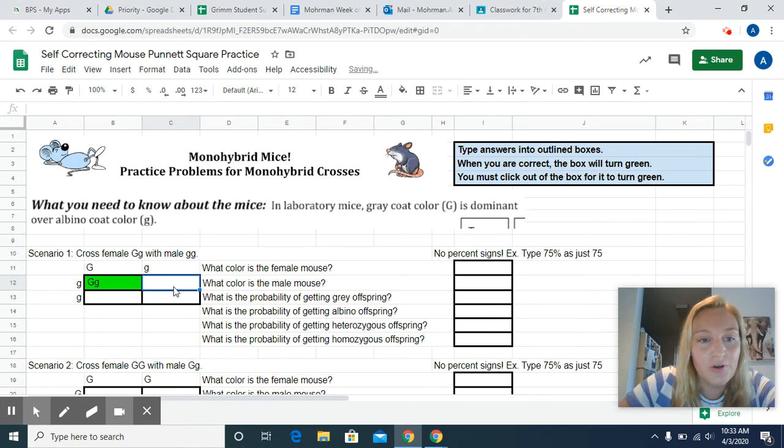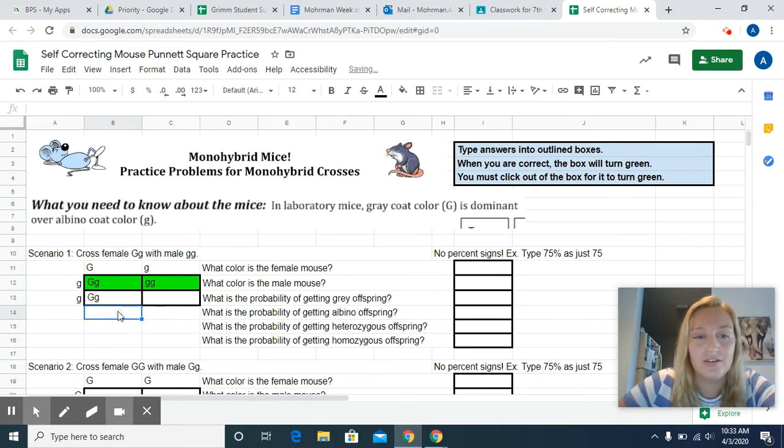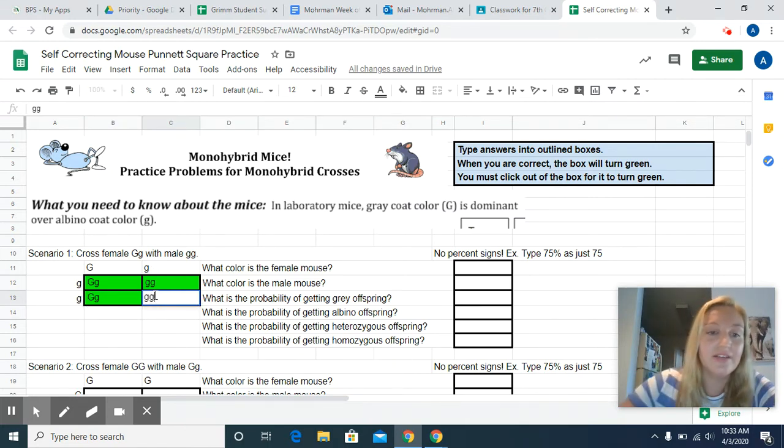For this next one over here on top, we have a little g, and over here we also have a little g. So we're going to have little g, little g. Over here on top, we have a big G. On the side, we have a little g. So we're going to have big G, little g. And then over here again on the top, we have little g. On the side, we have little g. So we're going to have little g, little g.